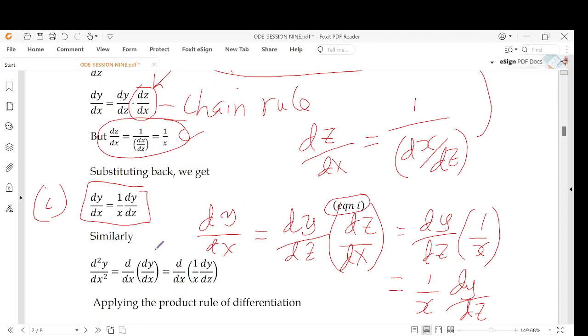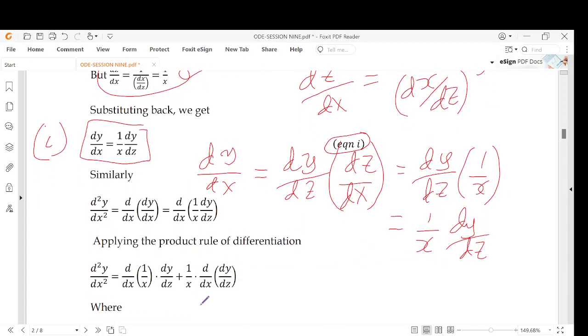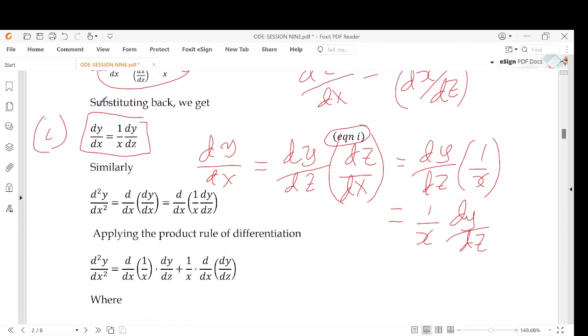Then now the second order derivative. If we have the first order derivative, then to find the second order derivative, we just need to differentiate that. We have dy by dx and we want to find d squared y by dx squared. It means that we differentiate dy by dx with respect to x. So we write d by dx of dy by dx. But dy by dx here is given by 1 over x times dy by dz. So we substitute here 1 over x dy by dz.